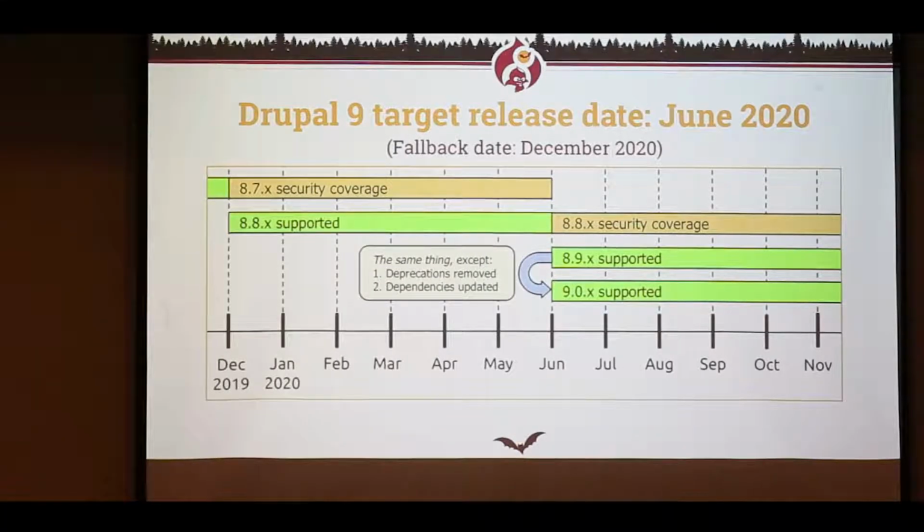We're targeting the release date of Drupal 9 for June of 2020, with a fallback date in December 2020. And Drupal 9.0 will be exactly the same as the last minor release of Drupal 8, except for two things. The deprecations that we've accumulated since 8.0 will be removed, and the dependencies will be updated to new major versions. Updating from Drupal 8.9 to 9.0 shouldn't be much more difficult than upgrading between minor releases, so long as you keep up with deprecations.